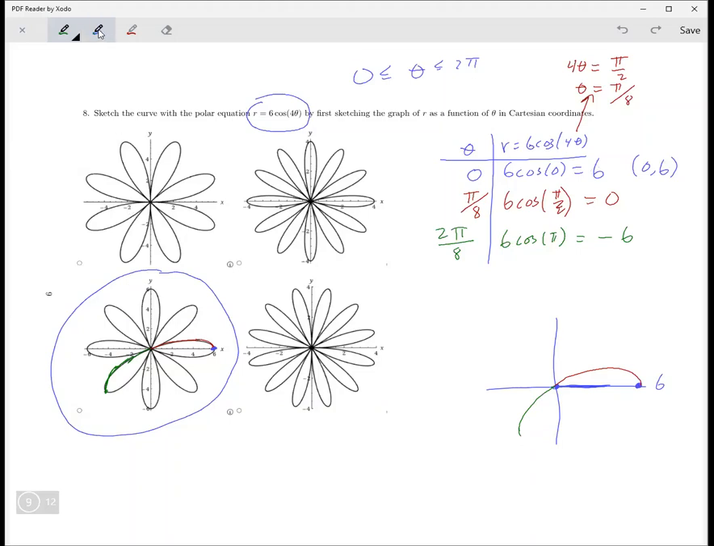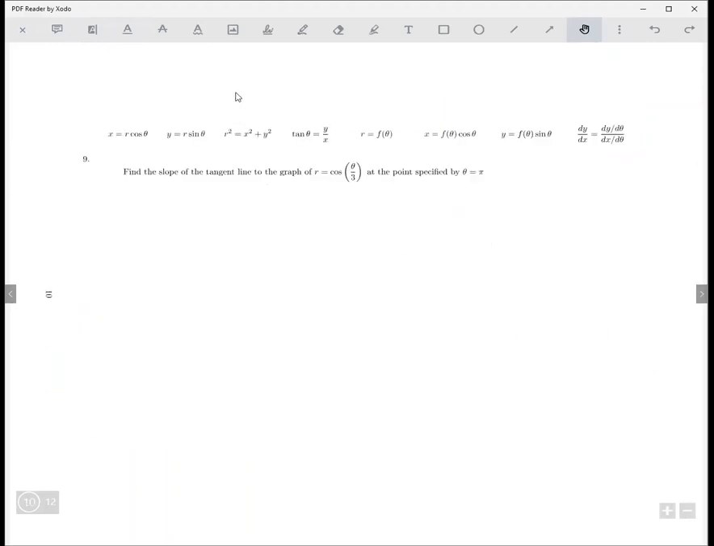So what's happening as you go from 0 to pi over 8? You're doing that. From pi over 8 to 2 pi over 8, you're doing this. From 2 pi over 8 to 3 pi over 8, you're doing that. And then you're coming up here and going like that. So you're just tracing through like that. That's how that works. You can continue further, but we already figured it out.